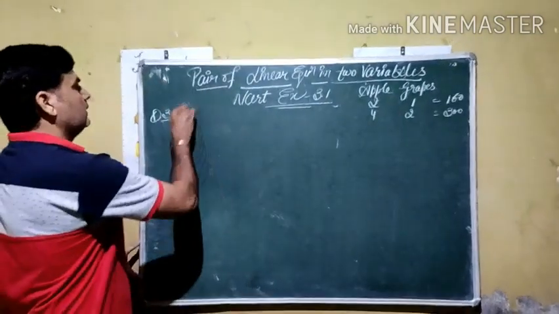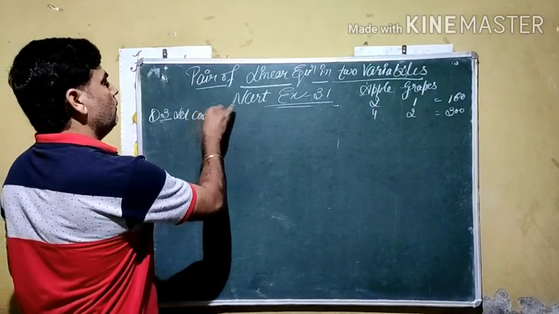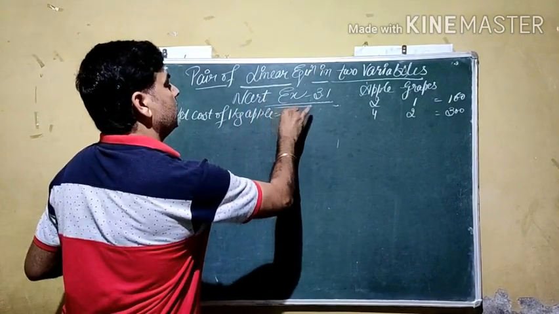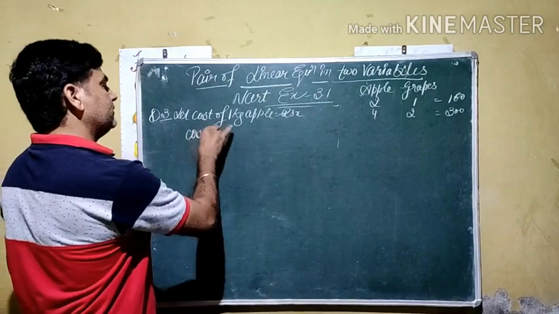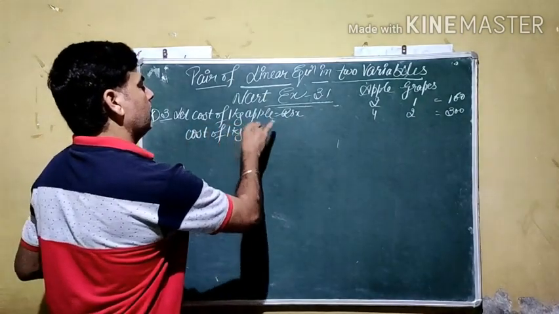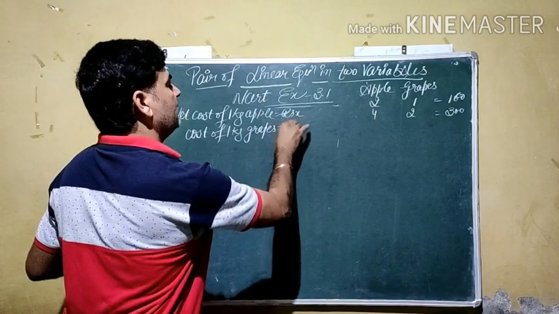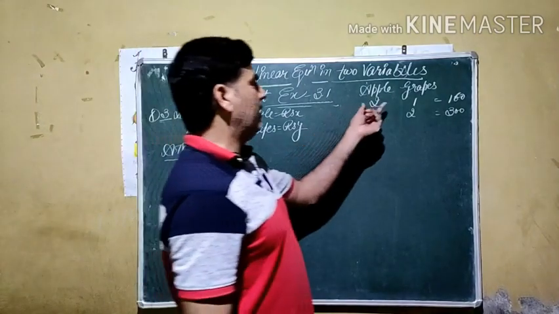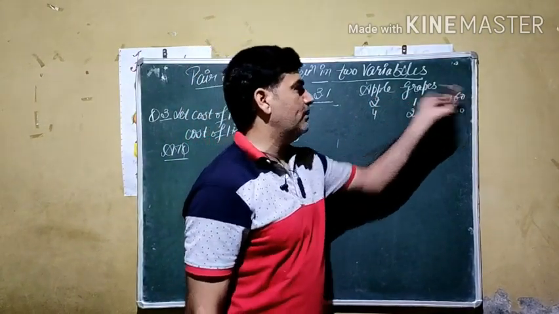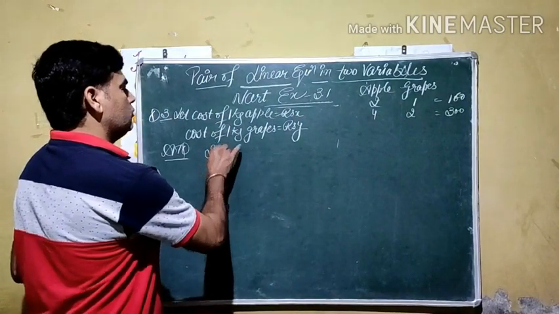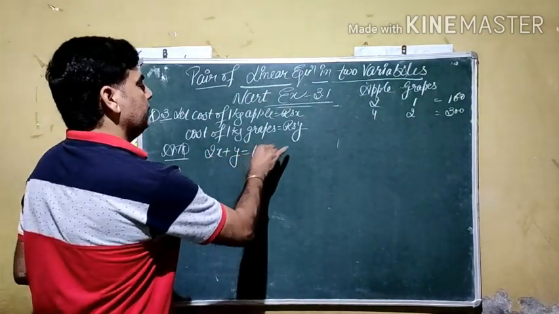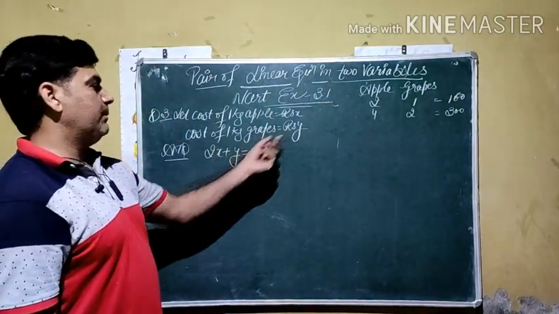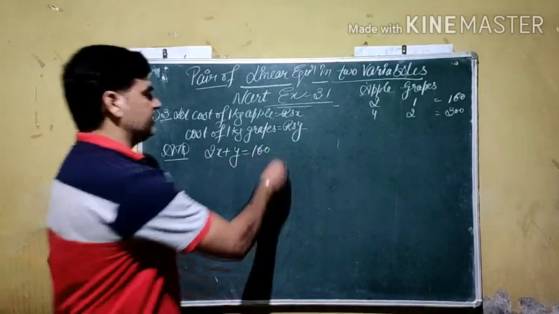So let the cost of 1 kg apple be rupees X and the cost of 1 kg grapes be rupees Y. According to the question, apple purchased 2 kg, grapes purchased 1 kg, and total payment is rupees 160. So it becomes 2x plus y is equal to 160, because the cost of 1 kg apple is x, 2 kg becomes twice, and 1 kg grapes is y, so the total becomes 160.